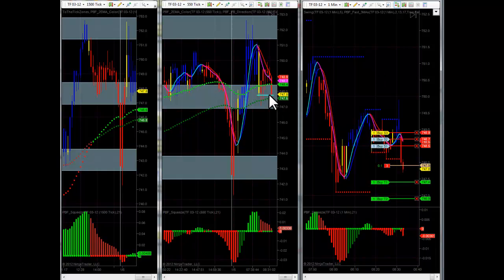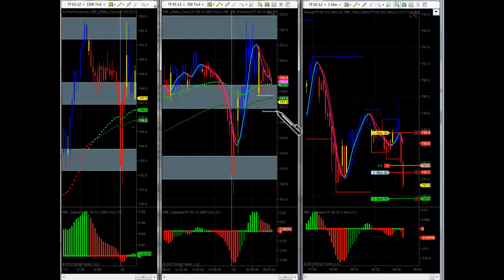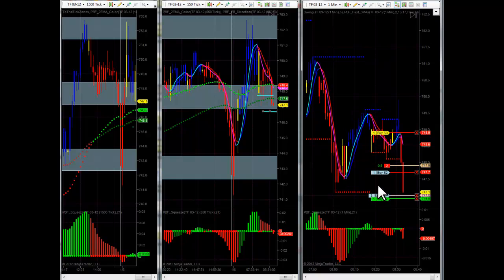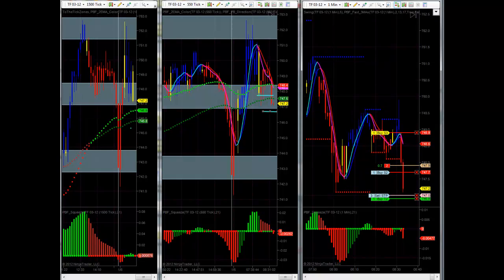Our second possible entry to scale in would be a breakout of the support area of our support and resistance zone. We just got filled. So we're going to go ahead and enter or scale in with another 3 contracts at the swing low, or 1 tick below the swing low.